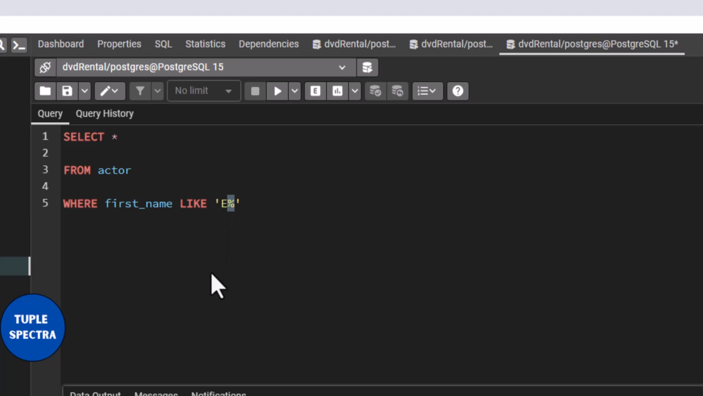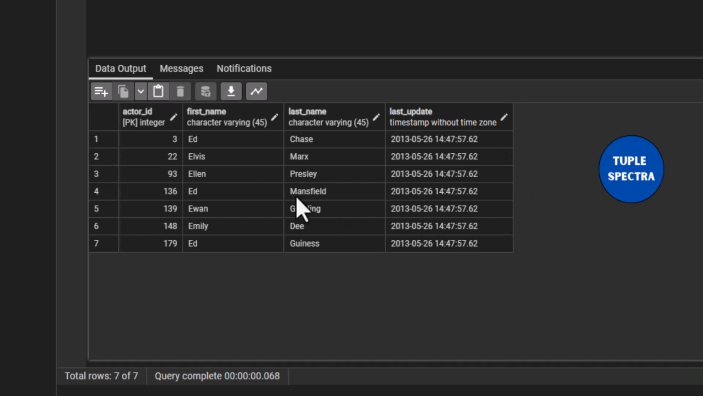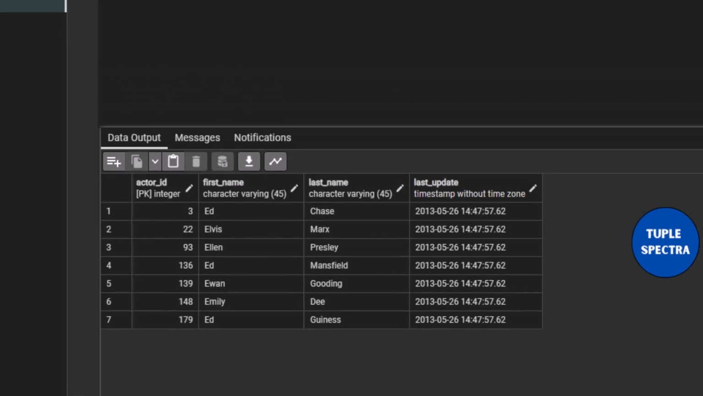Let us run this and see what our output is going to be. Very good, guys. Now we have run this. If you look at our result, you have your first name, and we only have 7 rows. If you look at those 7 rows, you have Ed, which begins with an E and has one character after that. Elvis begins with an uppercase E and has 4 characters after that. And that is what we mean when we use the percent sign. When we use the percent sign, what did I say?